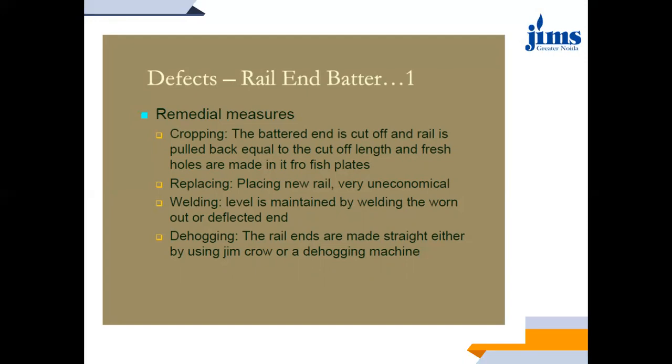Then welding can be done. The level is maintained by welding the worn out or deflected end. Then dehogging is done sometimes if the rail end batter is not that much. So with the help of a Jim Crow or a dehogging machine, the dehogging of the battered rails is performed.